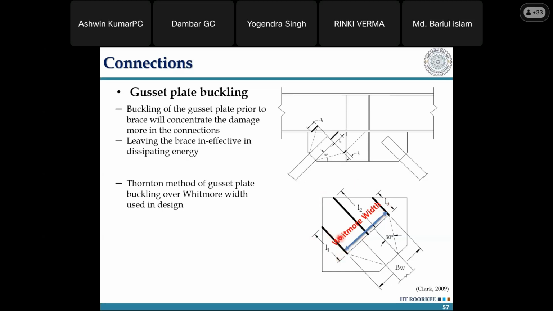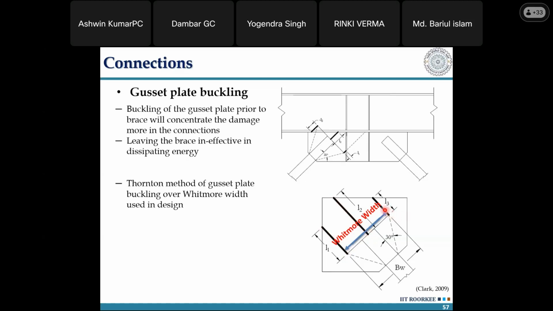So you take an average of these lengths. You have to find out the Whitmore width. Whitmore width is nothing but, from the point where the brace starts its insertion, you give an angle of 30 degrees, 30 degrees. At the end of the brace, you put a straight line, and where it matches with the 30 degree line at the end location, you provide a perpendicular line from that point to wherever it connects with the end of the gusset plate. At the mid location, you will find one more length.